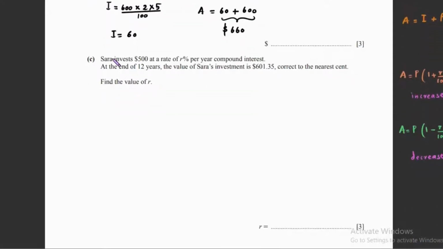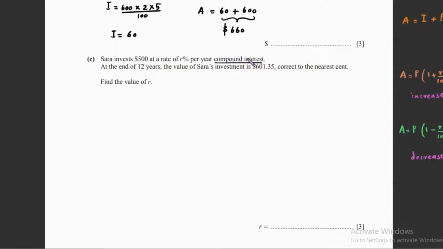Question C. Sarah invests $500 at a rate of R% per year, and this is compound interest. At the end of 12 years, the value of Sarah's investment is 601.35, correct to the nearest cent. Find the value of R.